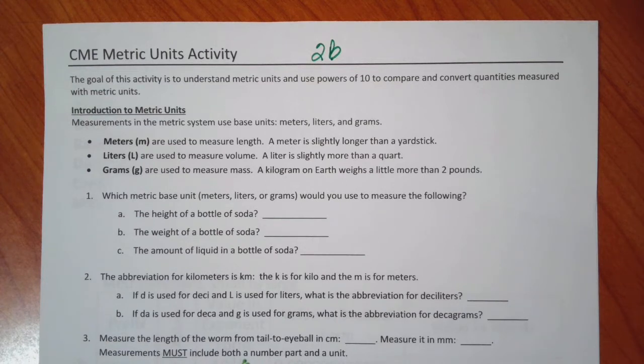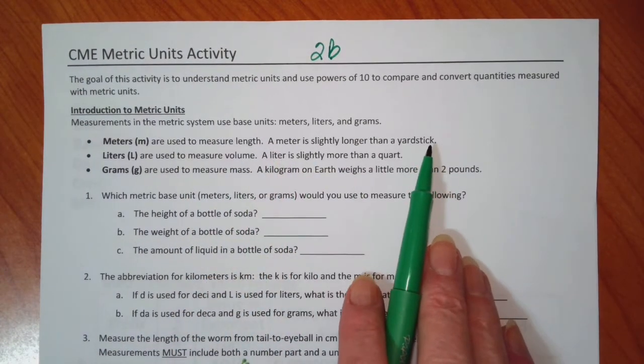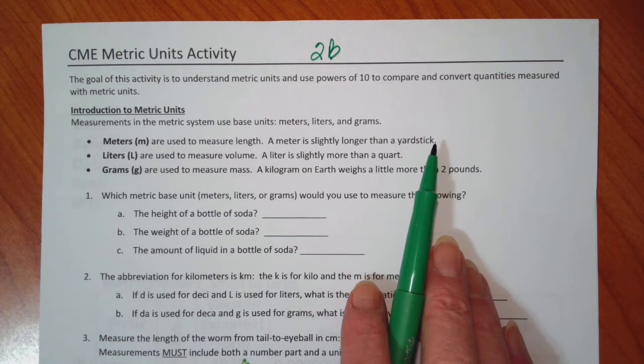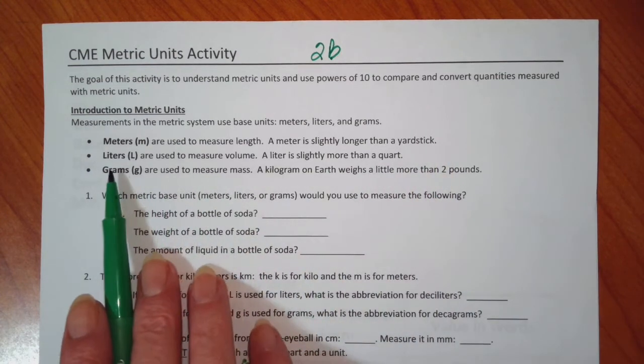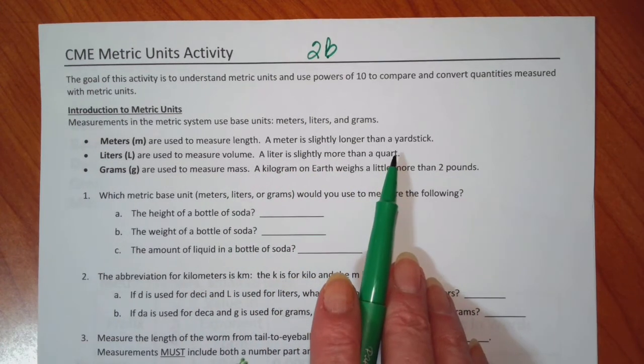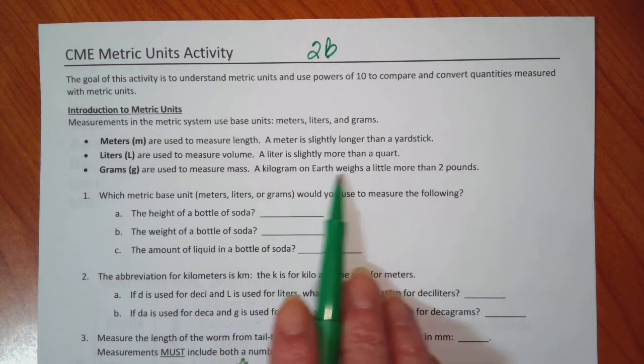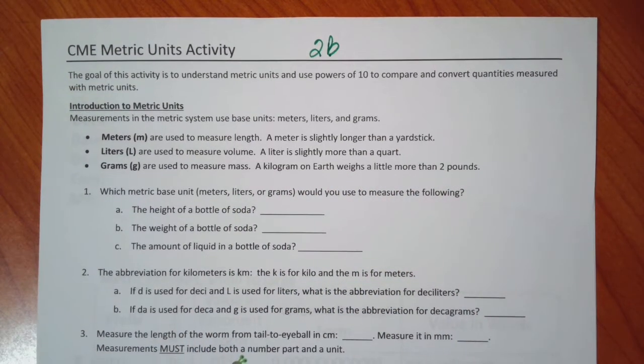Okay, so instead of feet, gallons, and pounds, measurements in the metric system are meters, liters, and grams. Meters is our measure of length. It's slightly longer than a yardstick, so it's a little over 3 feet. A liter is used to measure volume, and it's slightly more than a quart. And a gram is used to measure mass. A kilogram on Earth weighs a little more than 2 pounds.